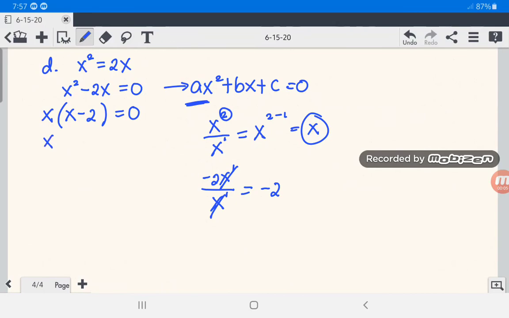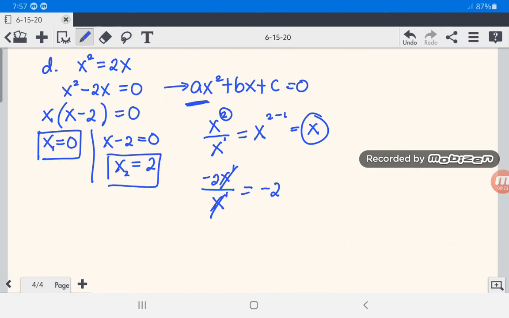Okay, then next step is we have to equate each factor to 0. First factor is x, so x is equal to 0. That is the first solution. Second factor, x minus 2 equals 0. So x is equal to, you transpose from negative 2 to positive 2. So that is the second solution.